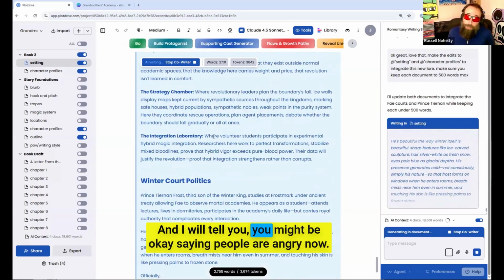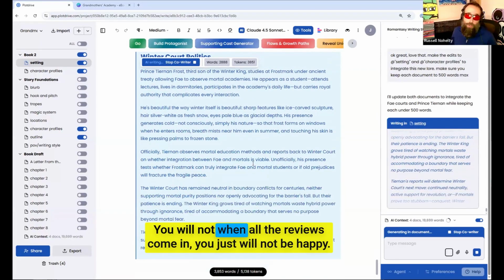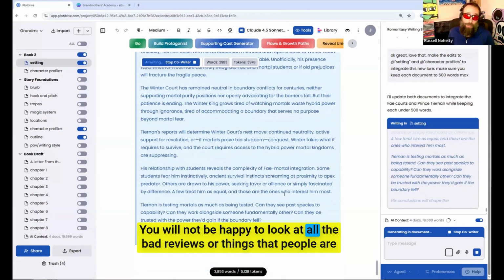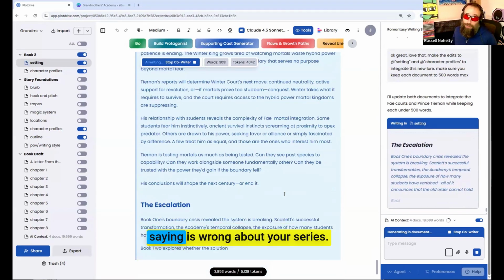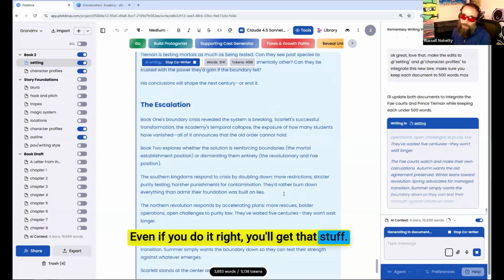And I will tell you, you might be okay saying people are angry now. You will not when all the reviews come in. You just will not be happy. You will not be happy to look at all the bad reviews or things that people are saying is wrong about your series. Even if you do it right, you'll get that stuff.